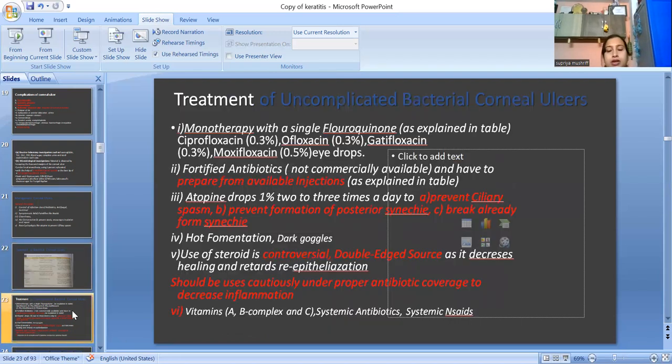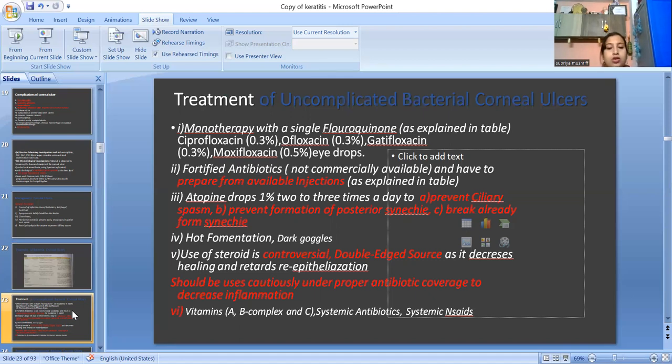Treatment of uncomplicated bacterial corneal ulcer includes, first, monotherapy with a single fluoroquinolone as explained in the table: ciprofloxacin 0.3%, moxifloxacin, the only drug with 0.5% concentration, and ofloxacin 0.3% concentration. Fortified antibiotics are not commercially available and have to be prepared from available injections, as explained in the table. Atropine drops 1% two or three times a day to prevent ciliary spasm, to prevent formation of posterior synechiae, and to break already formed synechiae.